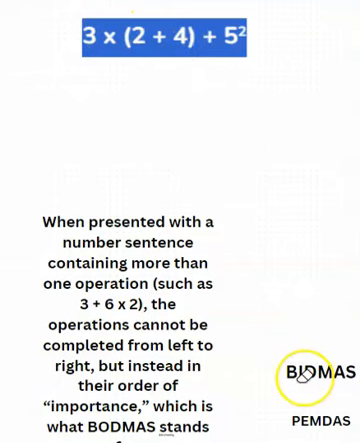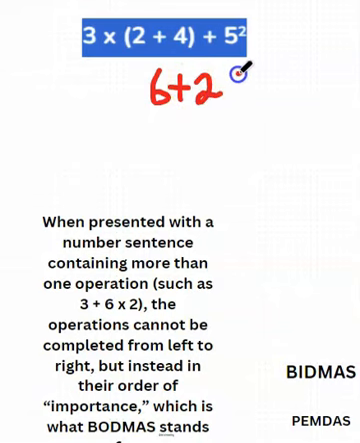Anything in brackets, B, yes, we have 2 plus 4. That is what we're going to treat first. So it's going to be 2 plus 4, which is 6, right? Then after that, indices or orders, or exponents. Is there anything with that? Yes, we have 5 raised to power 2, and that should be plus 25. 5 raised to power 2 is 5 times 5, that will give you 25, right?